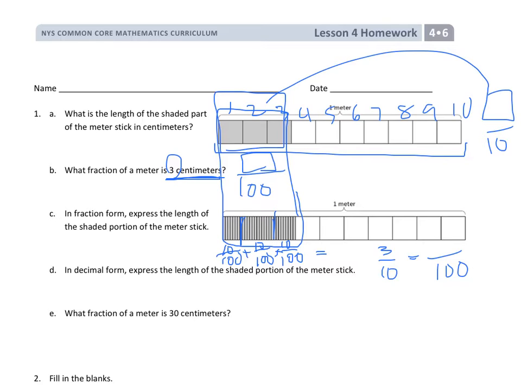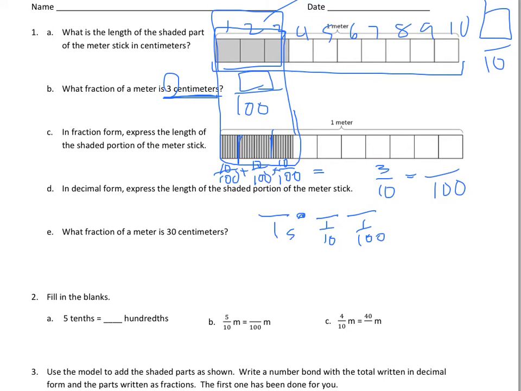Then they're going to find that same portion and put it in a decimal form. Students should remember that the decimal is here. This is the ones place, this is the tenths place, and this is the hundredths place. And then they should be able to answer E based on what they did right here.